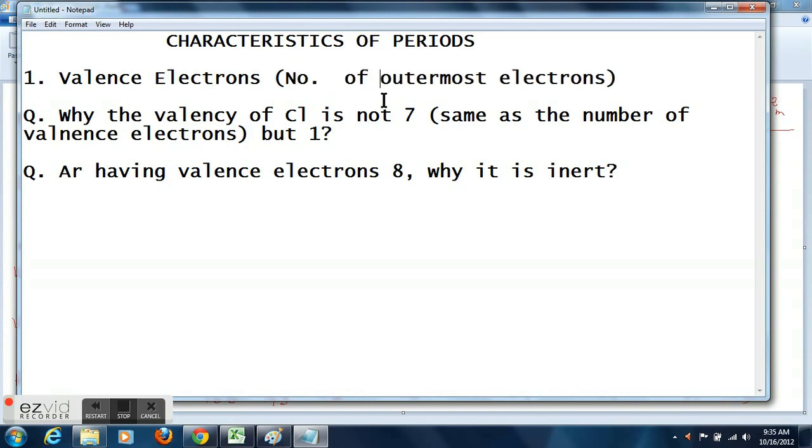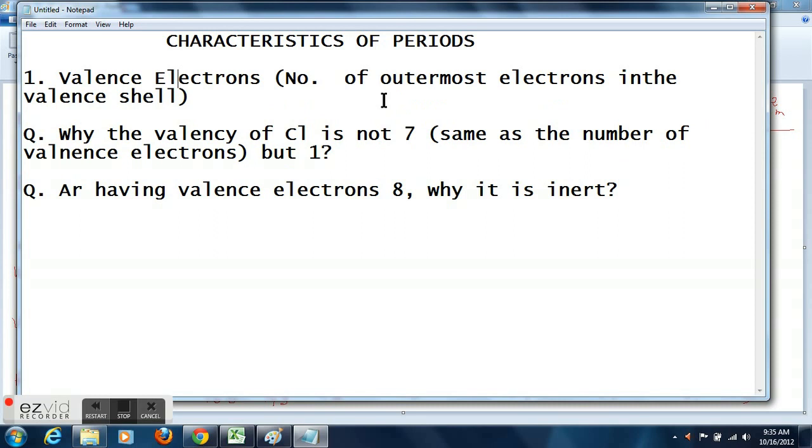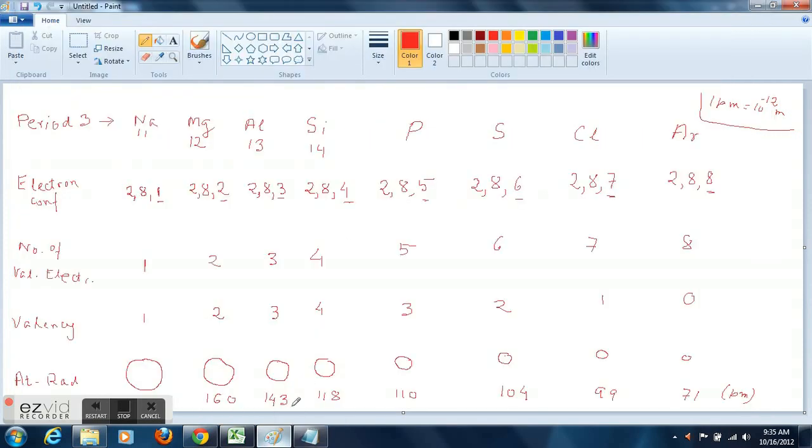Now let us go to some drawing which I have drawn for you. I have drawn period 3, which starts with sodium and ends with argon. The electronic configuration of sodium is 2,8,1. That means the first orbit has 2 electrons, the second has 8 electrons, and the third orbit has 1 electron.